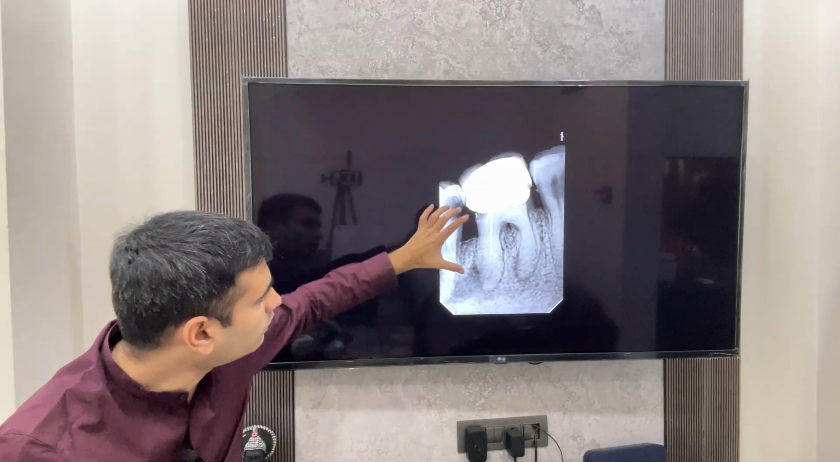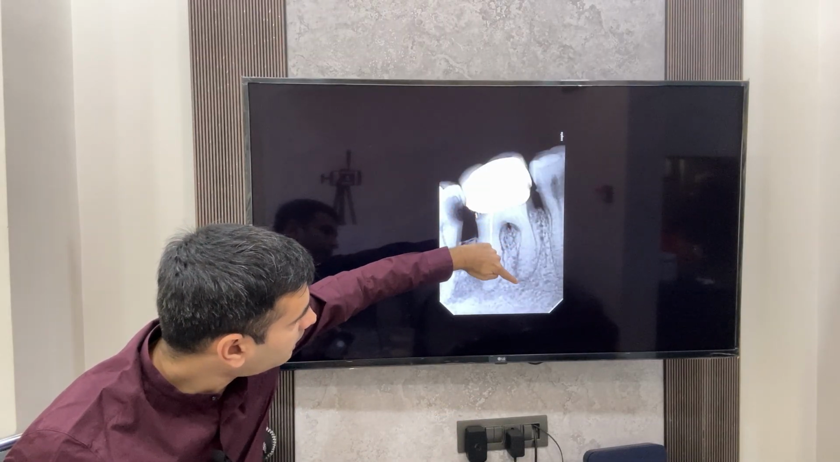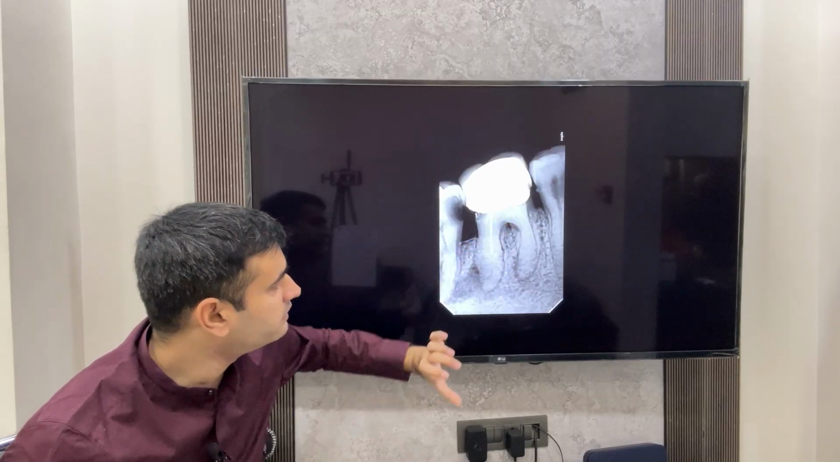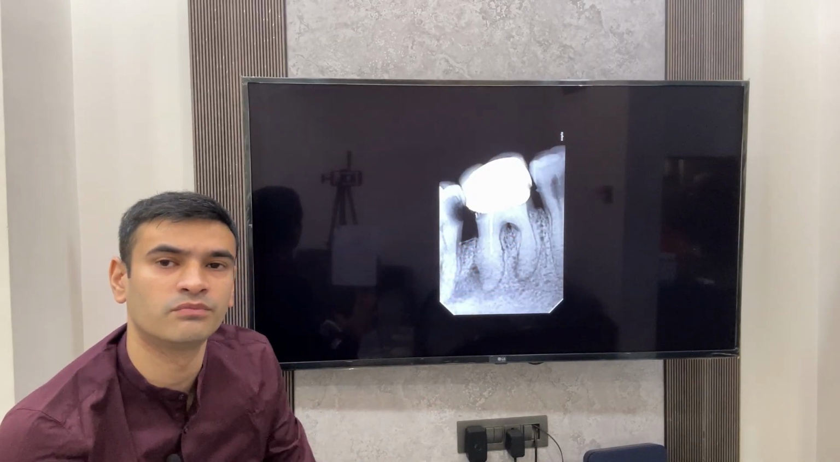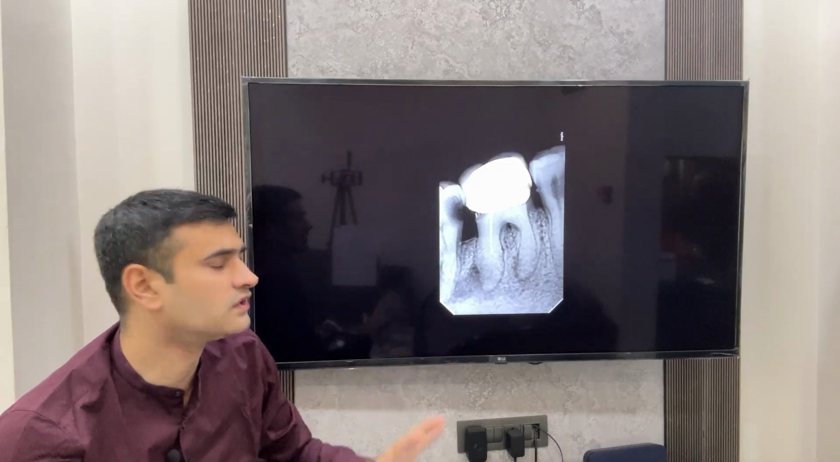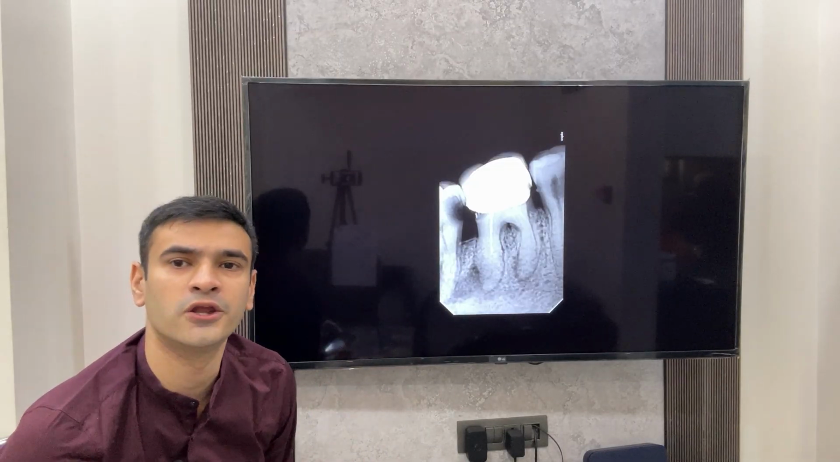Another thing I can find here is that you cannot see the full canal in the tooth. This might have some blockages or it might be calcified, so be very careful of that. This is the information that you can get just by looking at the IOPA.